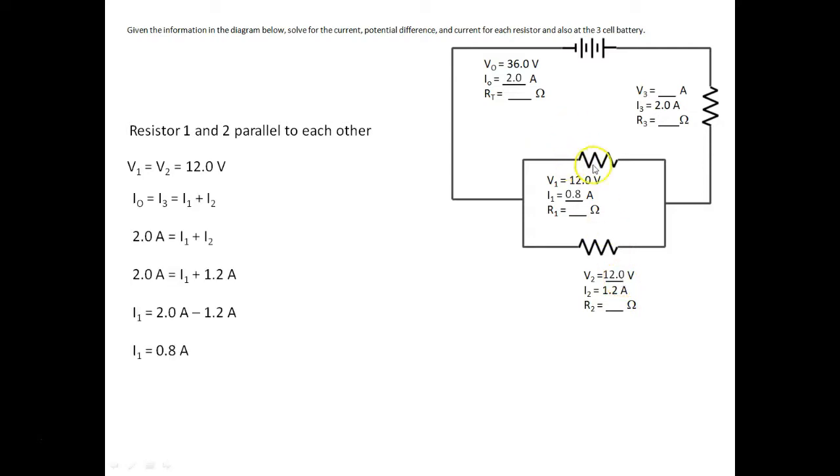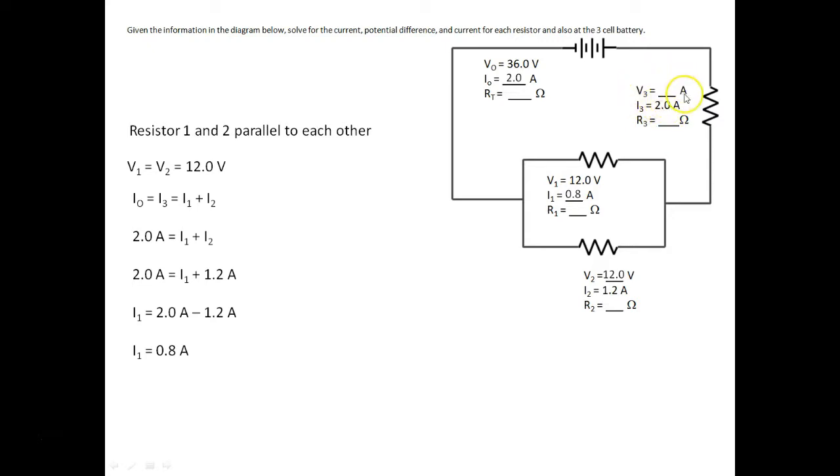Okay, and because these are in parallel, I can determine the current through this one as well, because I know now that 2 amps comes to this junction, 1.2 amps goes down this way, the remaining would go this way. And so therefore I can use I naught is equal to I1 plus I2, and I can get the current that goes through this resistor. So now that I know the current and potential difference for each of my entities, I can start to solve.